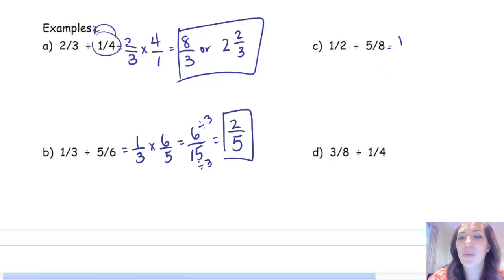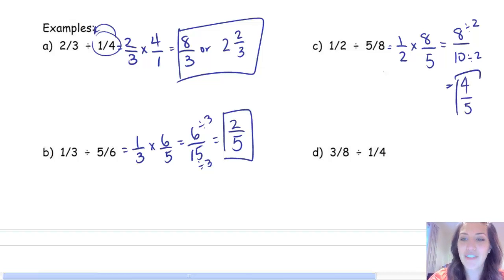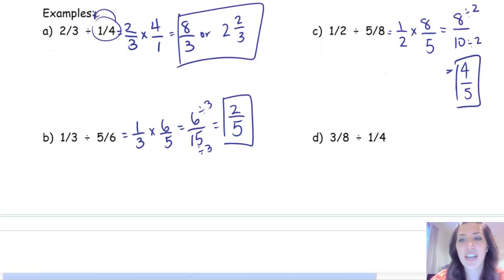In this case, 1/2, we'd multiply by the reciprocal. The reciprocal would be 8 over 5. 8 times 1 is 8, 5 times 2 is 10. Can this be divided by the same number? Yes, they can both be divided by 2, and we will get 4 over 5. That cannot be reduced any further.